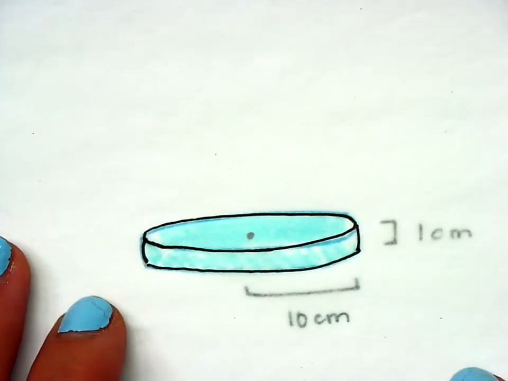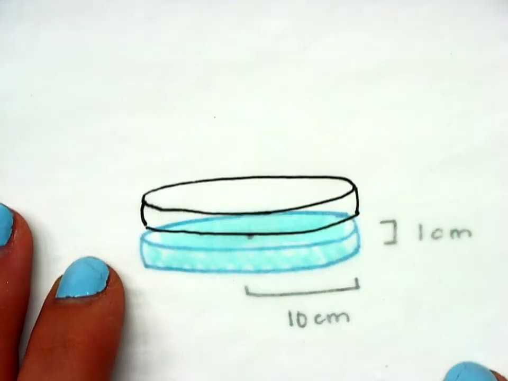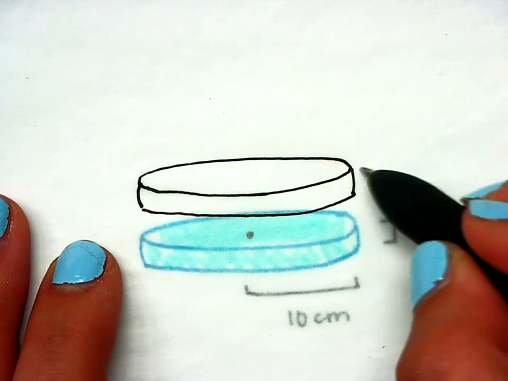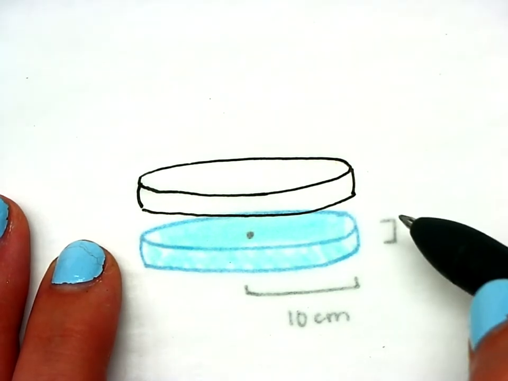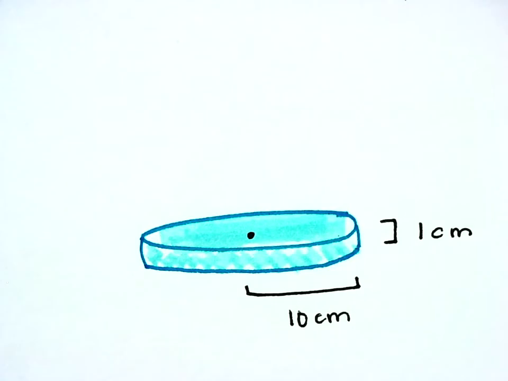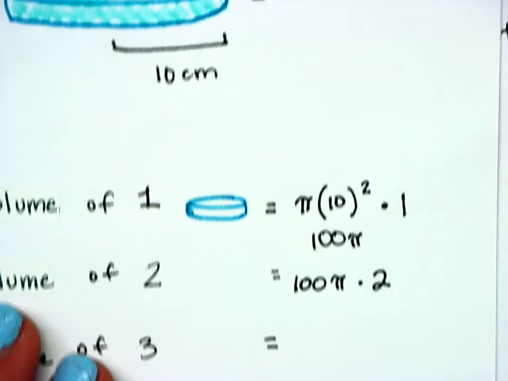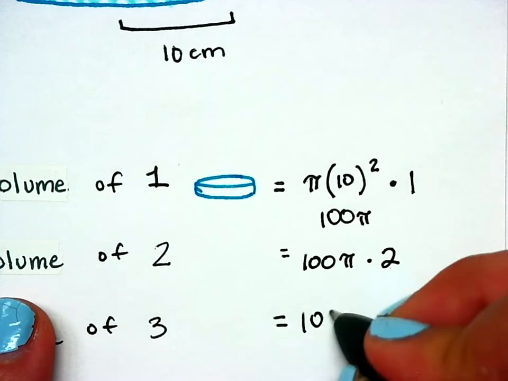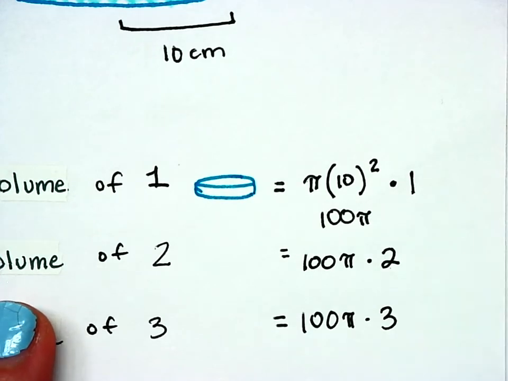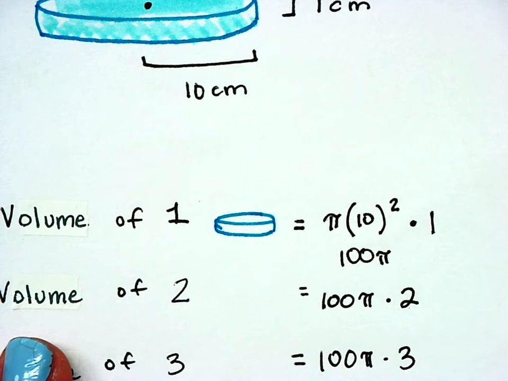Similar idea if I wanted to stack it 3 times. I've got 1, I stack another, and then a third time. My new height would be 3 centimeters, right? So that new volume would be the 100 pi, now times 3. I've got 3 of those discs, okay?